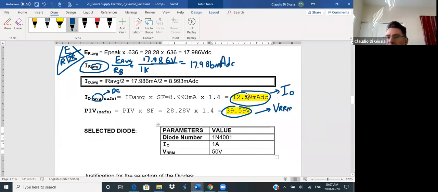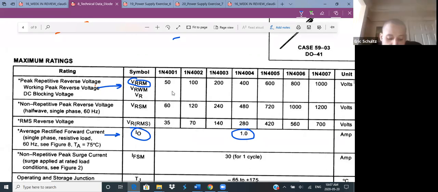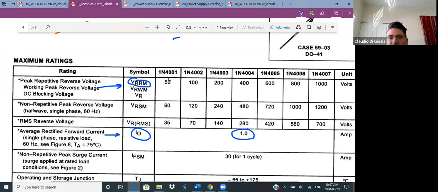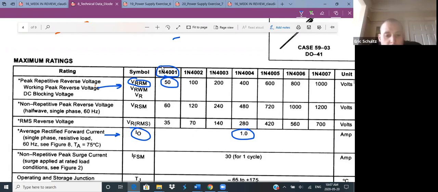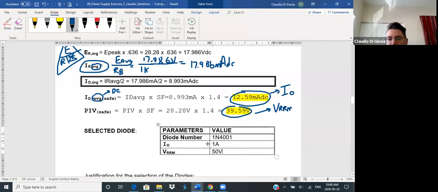We're comparing this value here, ID average safe, what we calculated, with IO. What we calculated for PIV safe, we're going to compare to VRRM. So we're good with the amperage because all of these diodes are good for 1 amp. We're nowhere near 1 amp. And since we're at 39 point whatever volts, that's under 50, so we can use a 1N4001. That's why we put 4001, which is good for 1 amp.